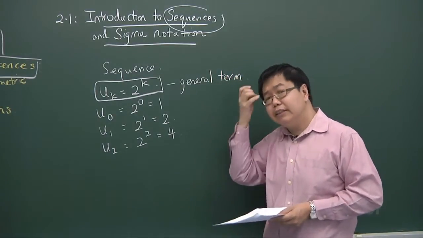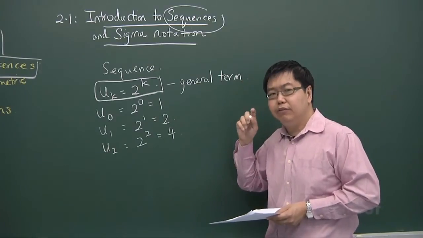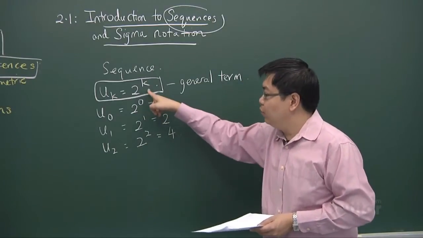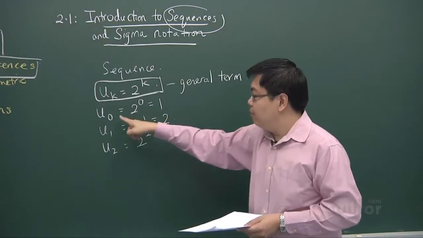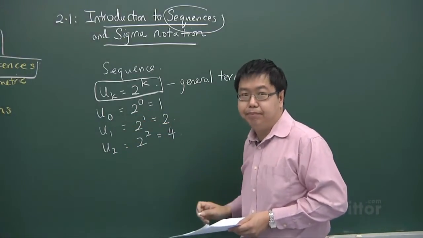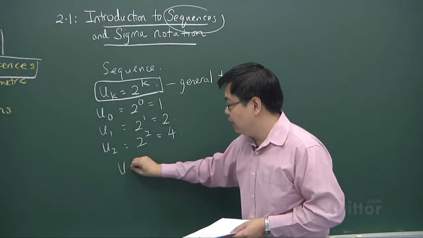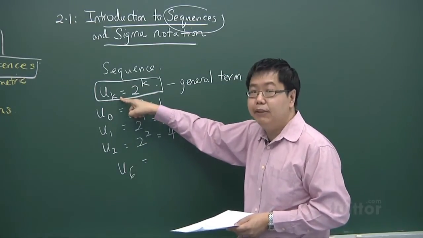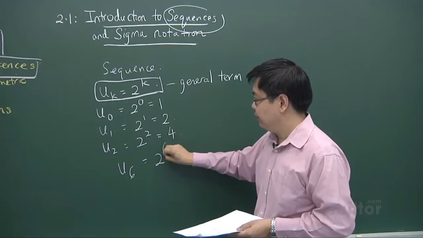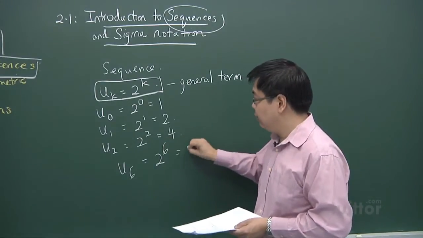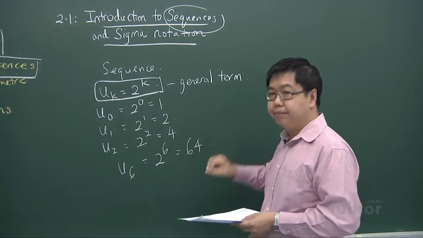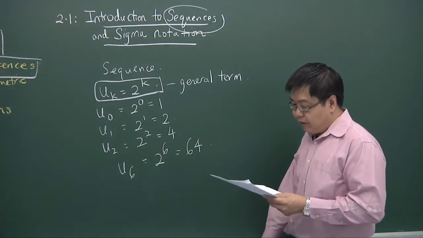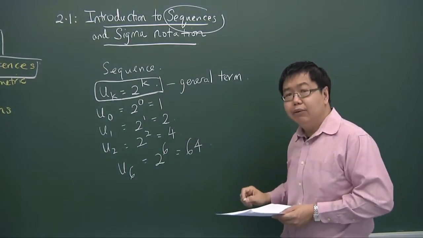You probably understand that this general term of a sequence is very important, because if you know the general term of a sequence, you are able to find a specific term. For example, if I want to find the 6th term, I can simply look at this and let k be 6. And that gives me 64.